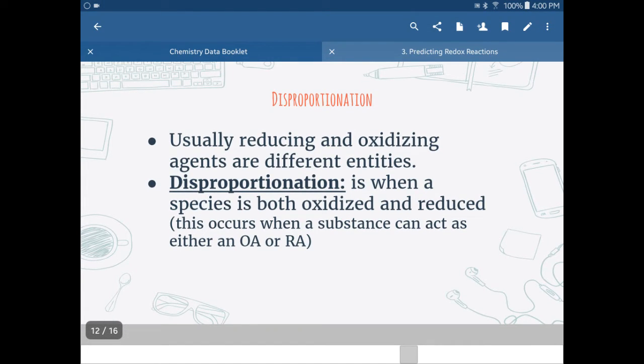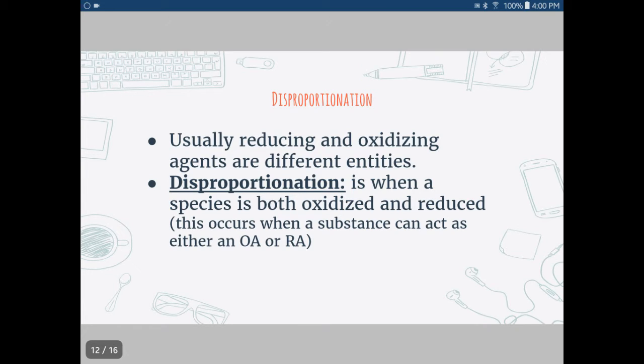So there's this new concept that I have to introduce called disproportionation. Now, disproportionation is essentially a situation where you have a species that is both oxidized and reduced at the same time. Okay, this occurs again when we have an entity that can act as an oxidizing agent and or a reducing agent. It can act as both at the same time. So usually we have them as different entities. However, if we do see when an entity is oxidized and reduced, it is called disproportionation.